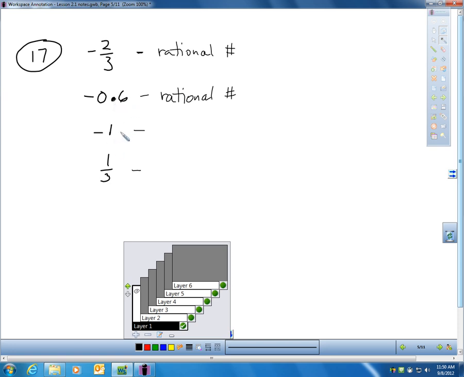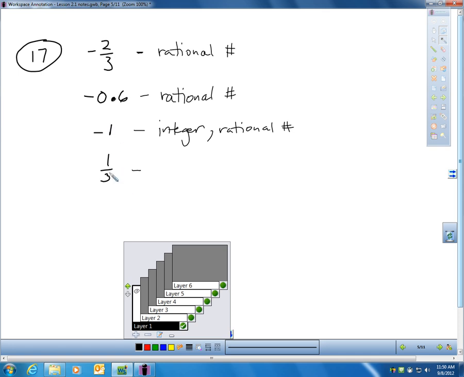Okay, -1. Is it whole? Well, nope, it's not whole because it's not 0 or positive. Negative numbers can't be whole. It is an integer, though. It's definitely an integer. It's definitely the opposite of a whole number. And it's definitely rational. I can write this number as a fraction. I can write it as -1/1.